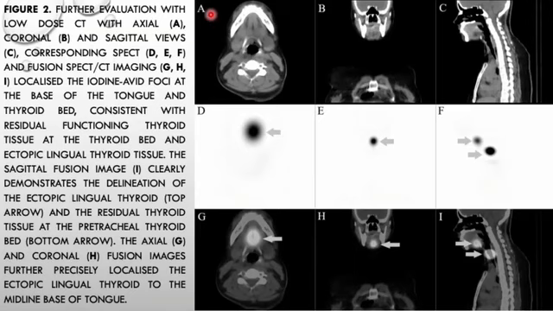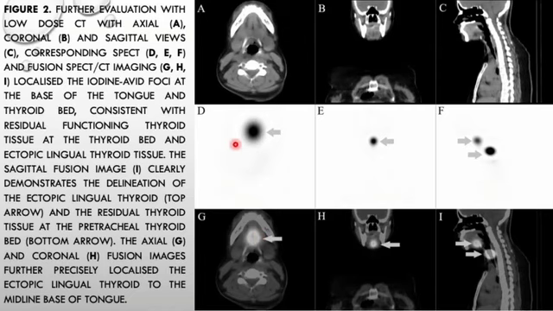We later concurrently performed SPECT CT images, and we can see here the low-dose CT images in the top row, the SPECT images in the middle row, and the SPECT CT images in the bottom row. So A, B, and C, the low-dose CT, so all the images you can see are at the same plane.